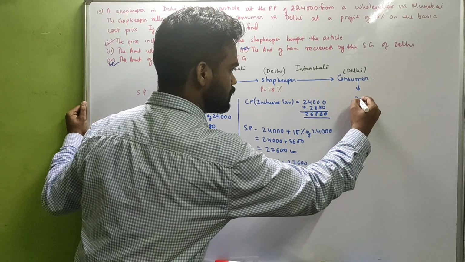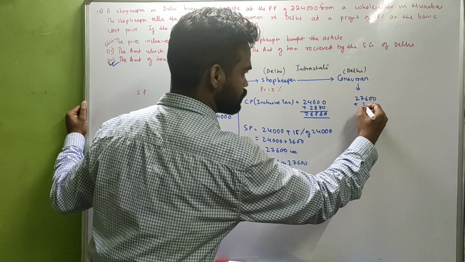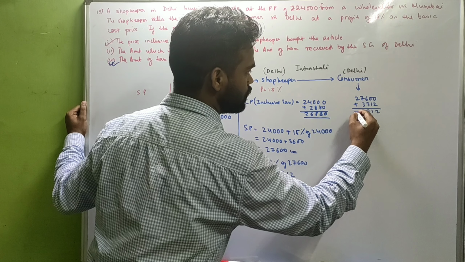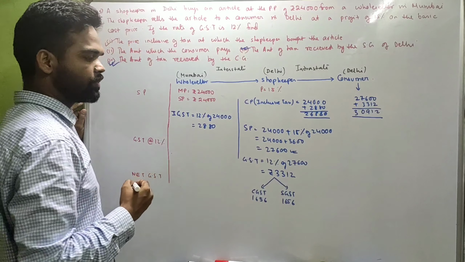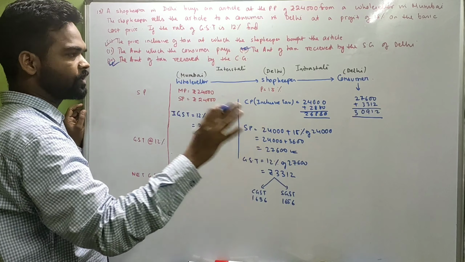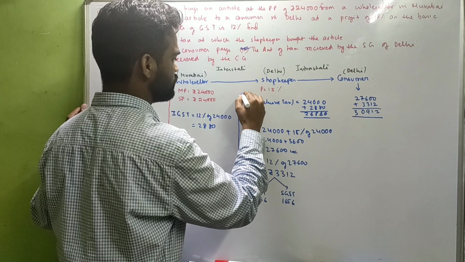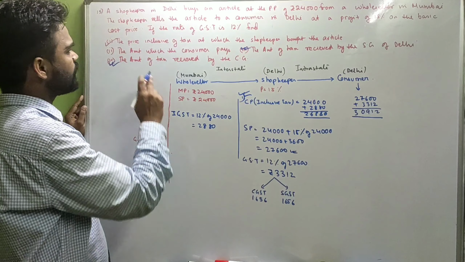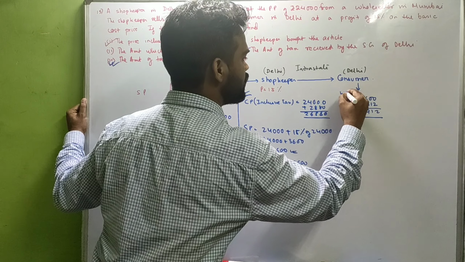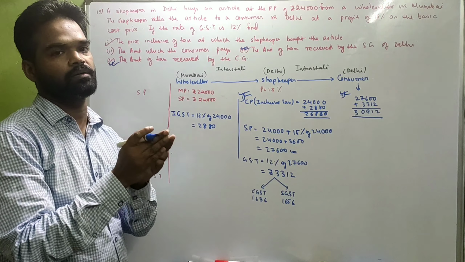Consumer, how much does the consumer pay? Consumer pays 27,600 plus 3,312, which is 30,912. This is what the consumer pays. Look, the price inclusive of tax at which the shopkeeper bought the article, which is this much. Number 1 is done. Okay. The amount which the consumer pays. Number 2 is also done. Number 3, the amount of tax received by the state government of Delhi.